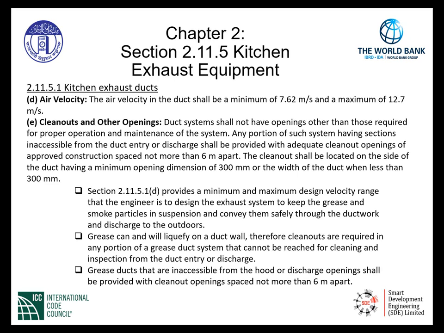Section 2.11.5.1.d provides a minimum and maximum design velocity range that the engineer is to design the exhaust system to keep the grease and smoke particles in suspension and convey them safely through the ductwork and discharge to the outdoors. Grease can also liquefy in the duct. Therefore, the cleanout requirement in any portion of the grease duct is required.